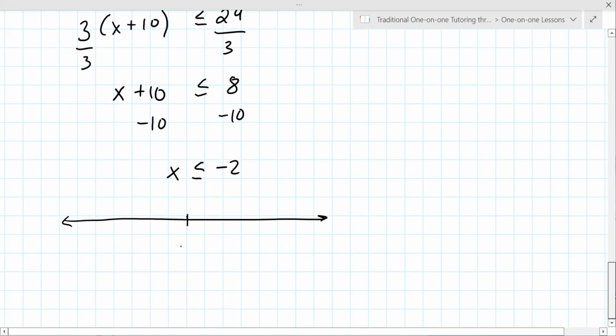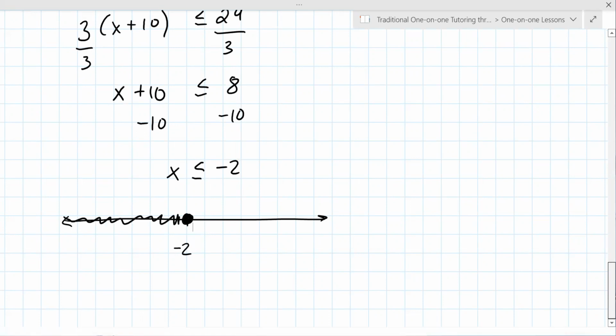If you want to, you can label the 0. It doesn't really matter for what we're doing. It's a filled in bubble. And then again, you have to decide, am I shading on the left or am I shading on the right? The left, because it's pointing to the left. Good.